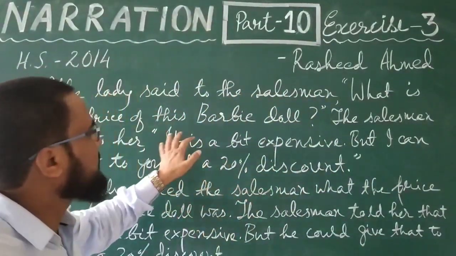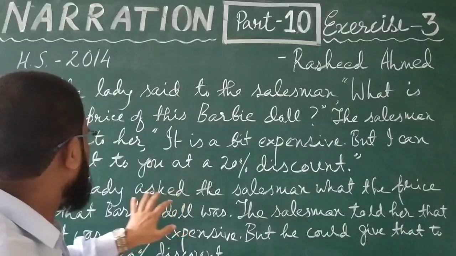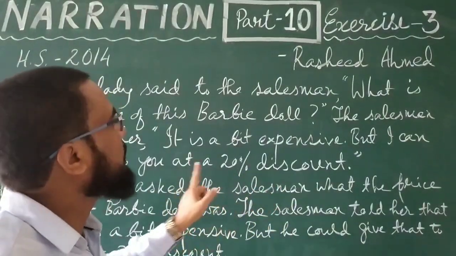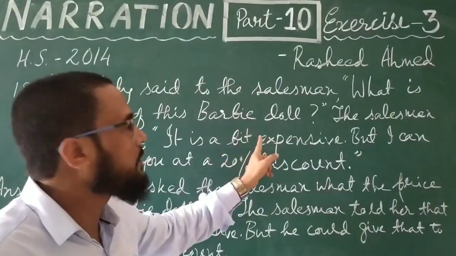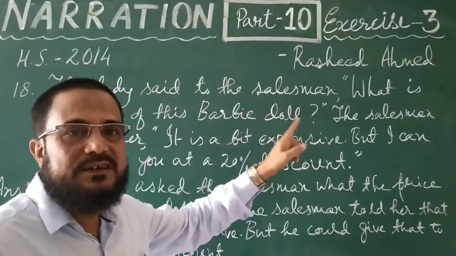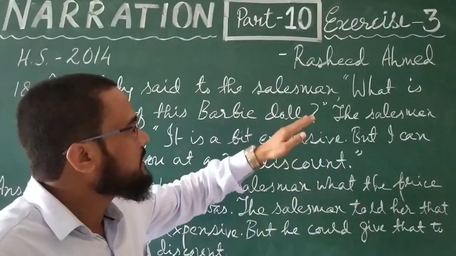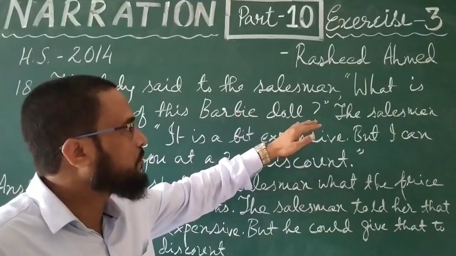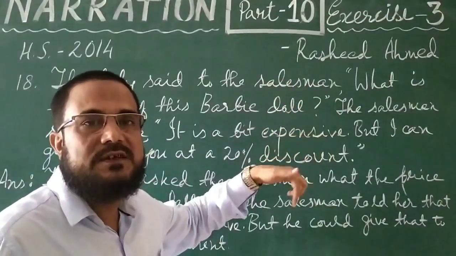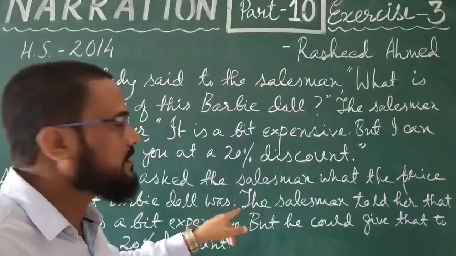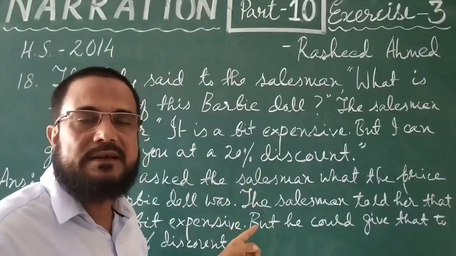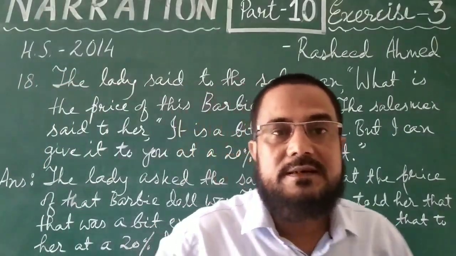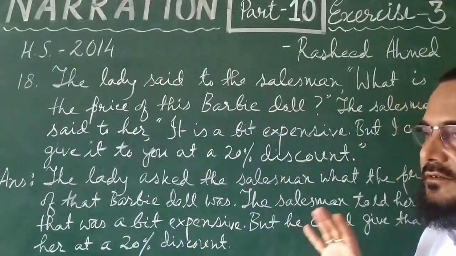The lady said to the salesman, "What is the price of this Barbie doll?" The lady asked the salesman what the price of that Barbie doll was. This Barbie doll will become that Barbie doll, and what is the price? This "is" will go at the end, because in the question the sentence is in interrogative form. But "is" will go at the end when we write this sentence in the assertive form in indirect narration. So the lady asked the salesman what the price of that Barbie doll was. This is the first part.